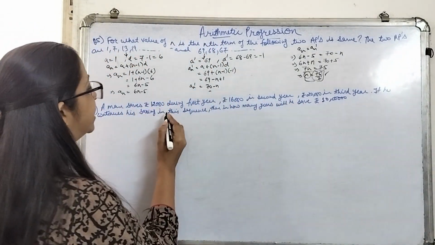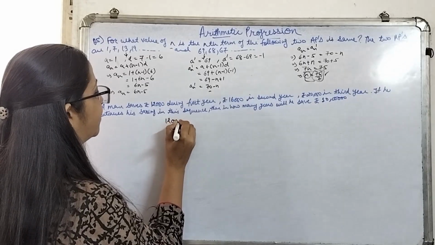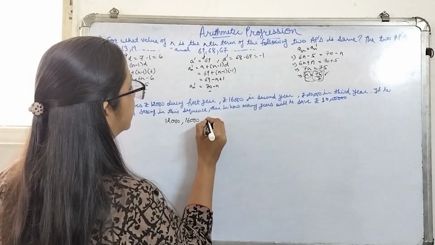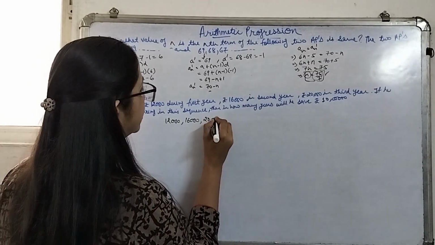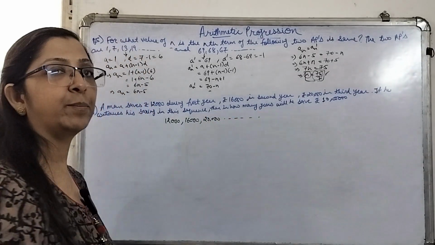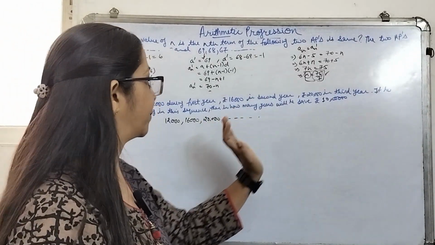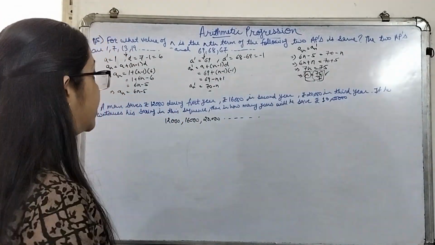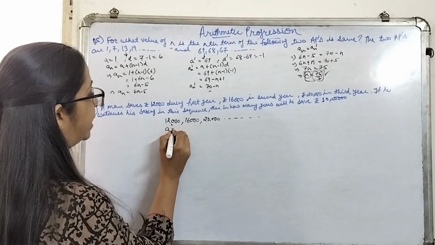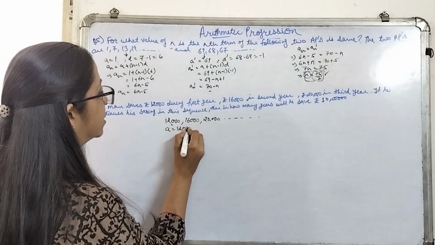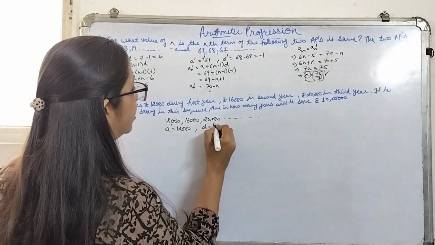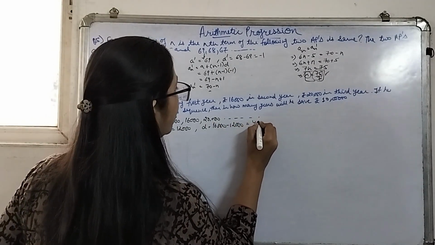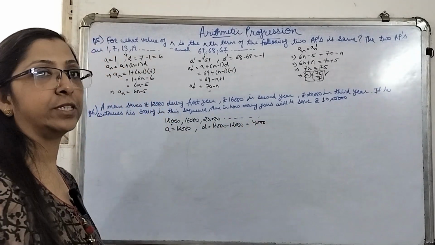So in the first year he is saving 12,000. In the second year it is 16,000. In the third year it is 20,000. Similarly, he keeps on saving the money. Now we can see this series is in AP. The first term of this series is a, that is 12,000, and the common difference d is 16,000 minus 12,000, that is 4,000.